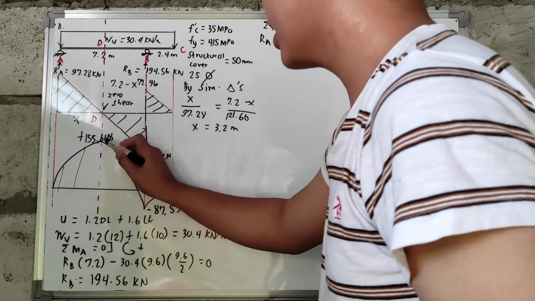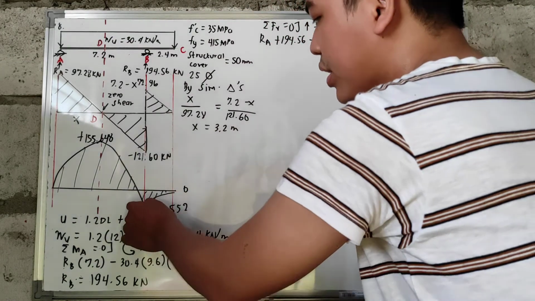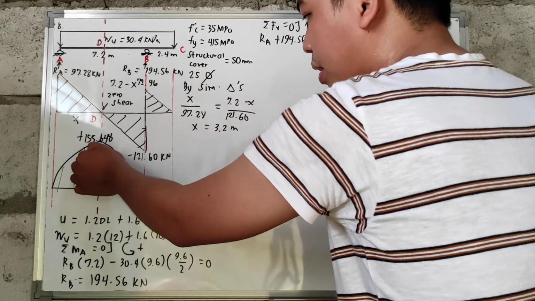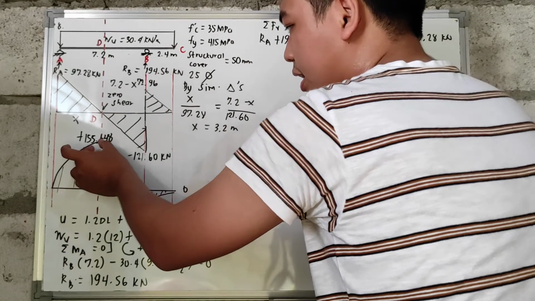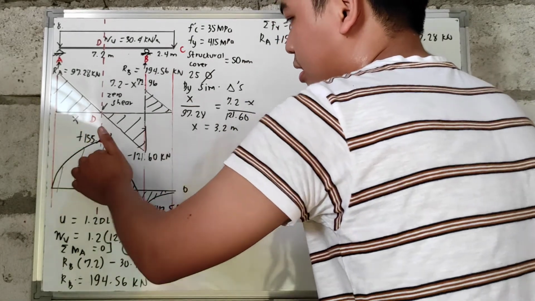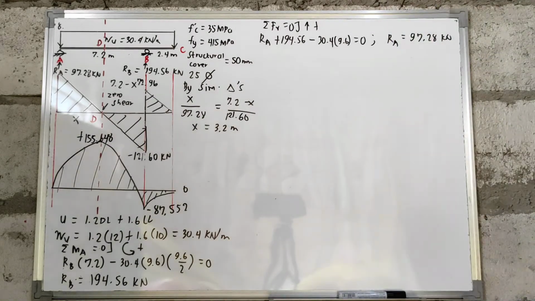So kung mapapansin natin, ito yung diagram natin. Okay? So with this one, meron tayo dito na positive moment. Tapos meron tayo dito negative moment. So with these values ng mga moments natin, we are going to design yung beam natin. So first of all, kunin muna natin yung value ng rho natin and establish yung dimension ng beam natin.